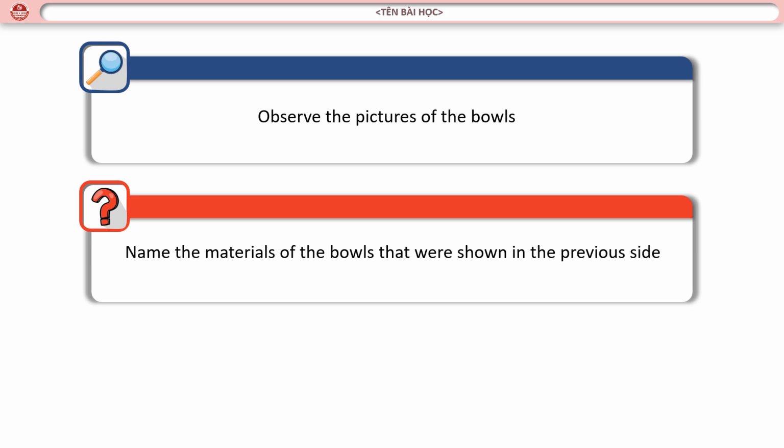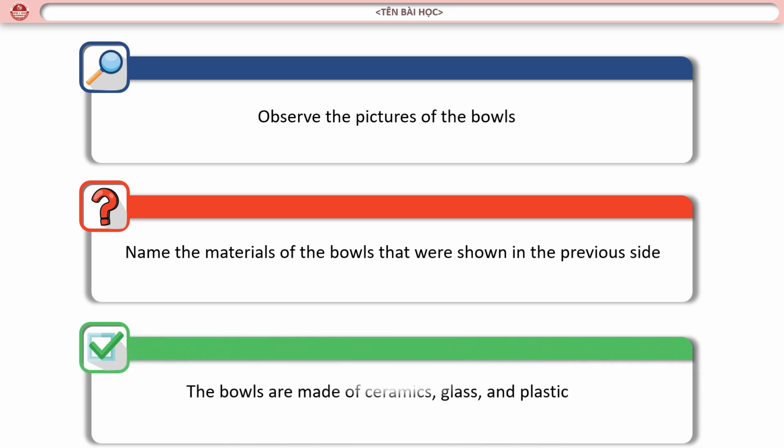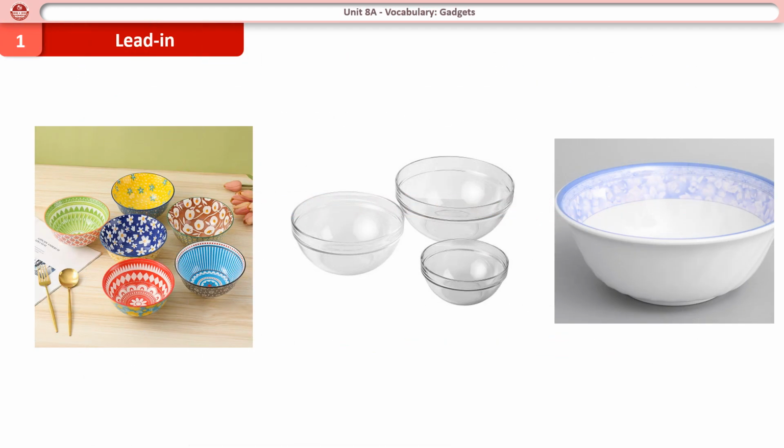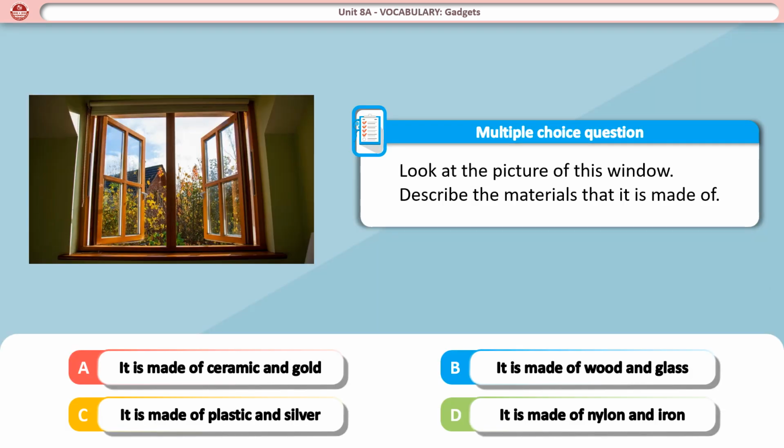Alright, let's see if you have a really good memory here. The bowls are made of, first of all, ceramic, glass, and plastic. This is the picture of it again. So on the right side, we have plastic. In the middle is glass bowl. And on the left hand side, we have ceramic bowls. Really nice. In order to make sure that you guys really understand how to use material, let's try this one a little bit.